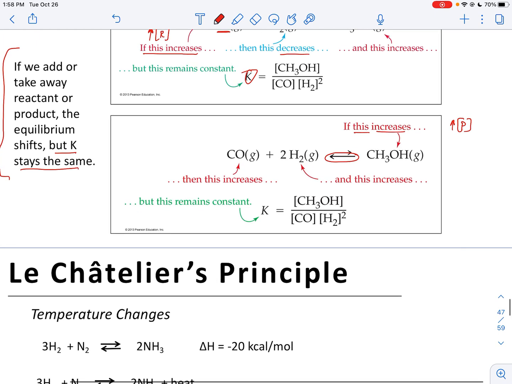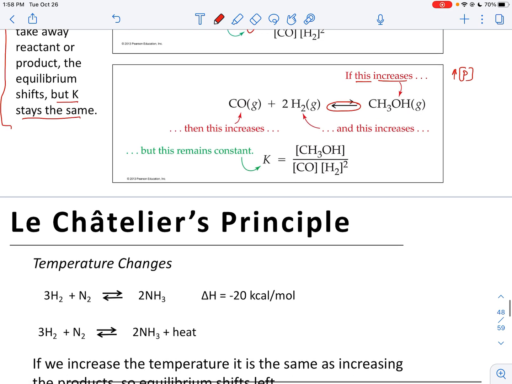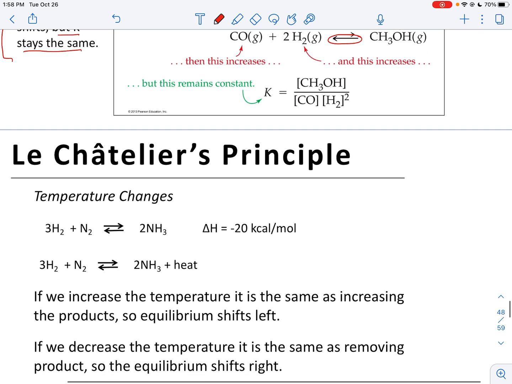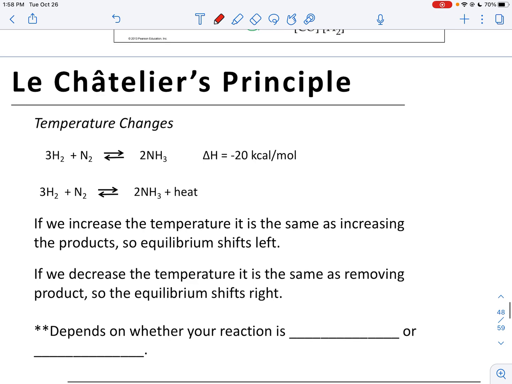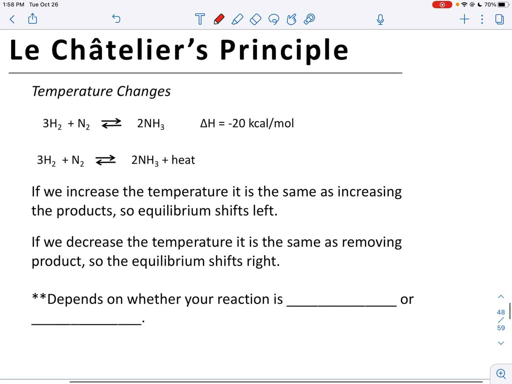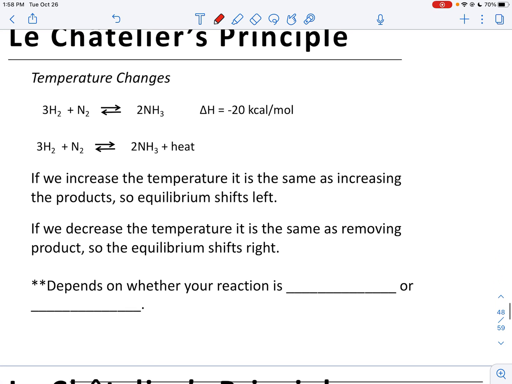But remember, again, K is going to stay the same if you were to plug all those in and solve for K. All right, let's go down now to temperature changes, okay?